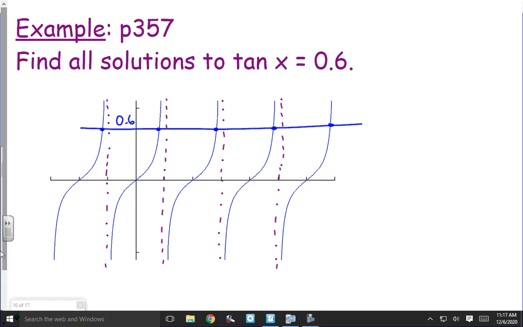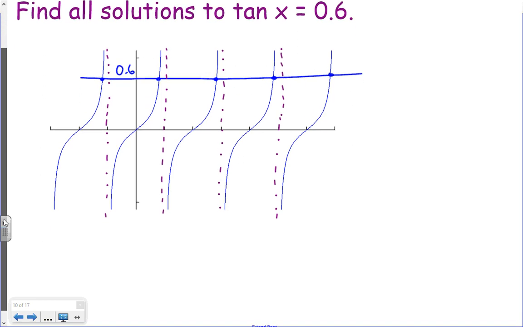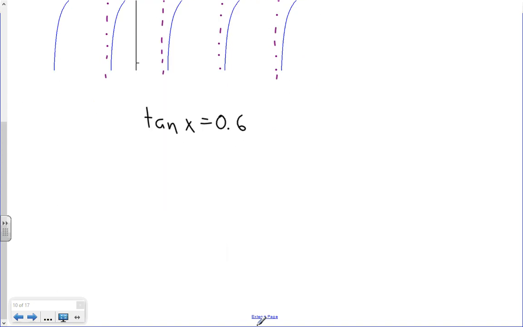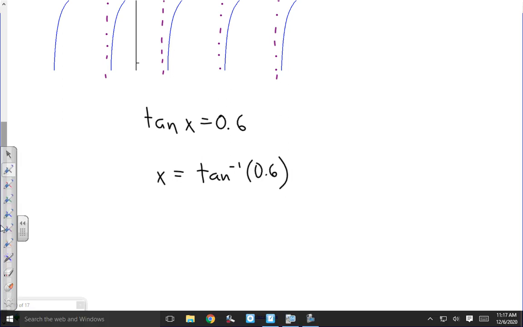Well, let's take the equation that they gave us. Tangent of x is equal to 0.6, and look at how we'd solve that. So again, what we first learned when we learned our inverse trig functions is that we would rewrite this as saying x is equal to the tangent inverse of 0.6. So I definitely want to start with that. But again, I know that's only going to give me one solution. And the question then becomes, well, which solution does it give us?